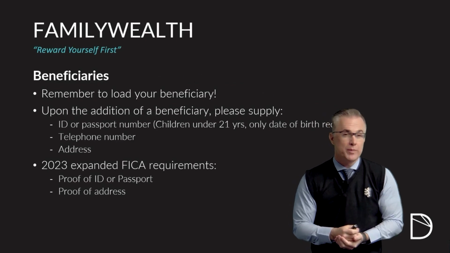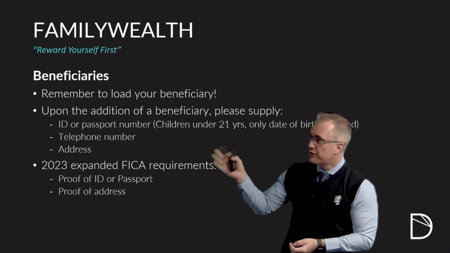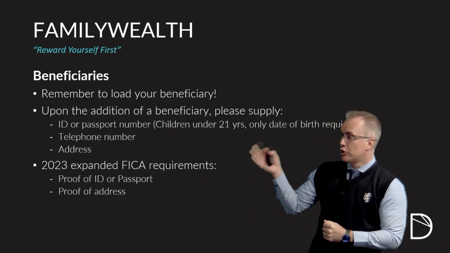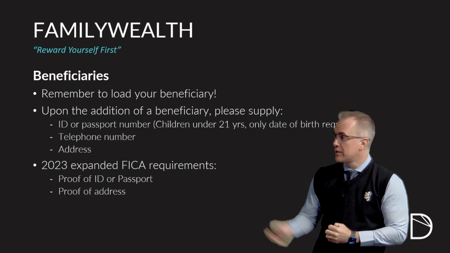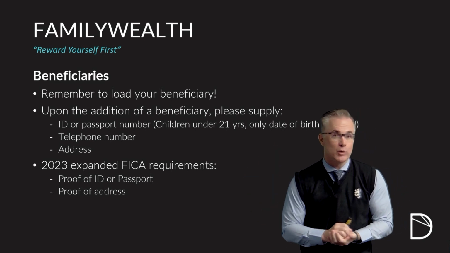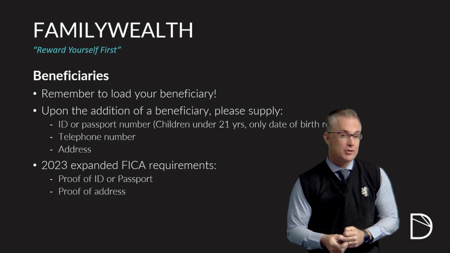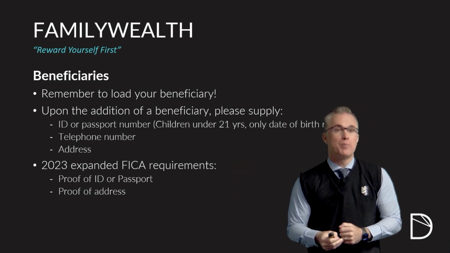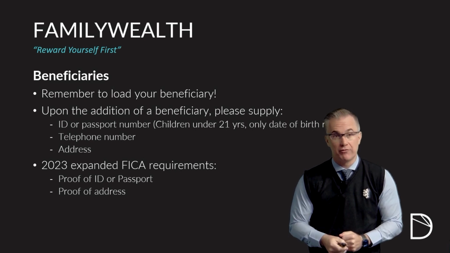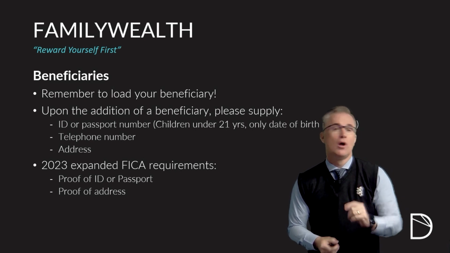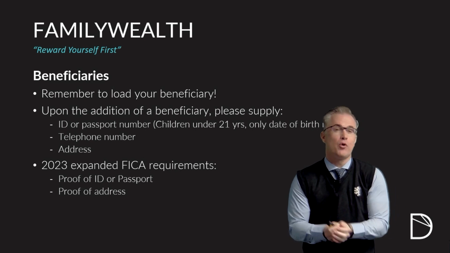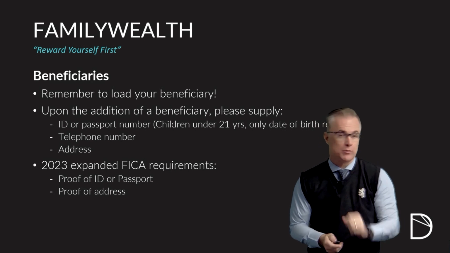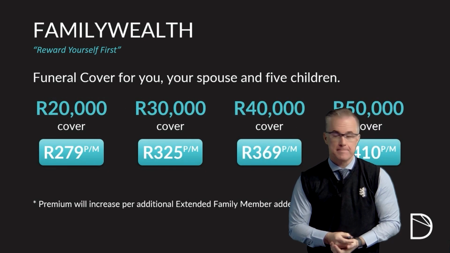Please remember to load your beneficiary. As I said earlier, beneficiaries can be loaded either on the application form or through our app. In terms of required regulations these days, we will need an ID or passport number, a contact number, and an address for your beneficiary. And we will need proof of the ID, passport, and proof of address of the beneficiary. Please ensure that you load these up either via the application form, our phone app, or client service as soon as possible. Do not wait until it's too late.